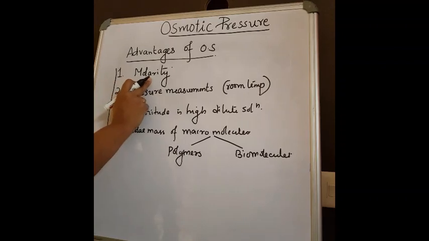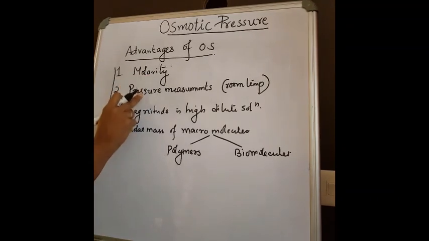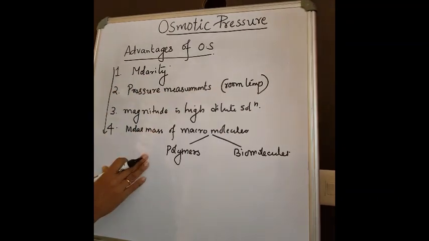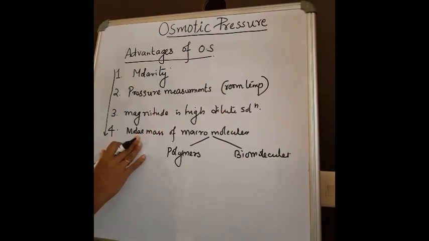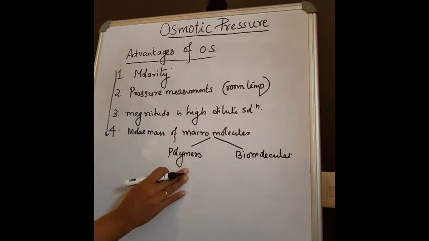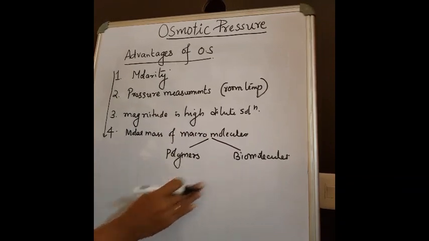One, molarity is used instead of molality. Pressure measurements are done at room temperature. The magnitude or the value is high even in dilute solutions, and you can calculate the molar mass of macromolecules, for example, polymers and biomolecules.